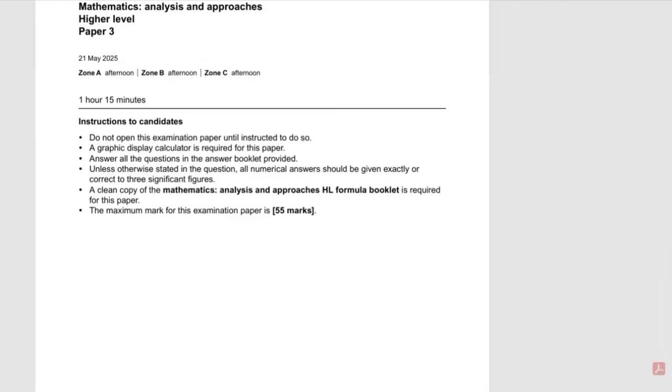Ladies and gentlemen, today we will solve Analysis and Approaches Higher Level Paper 3. This is from May 2025, Time Zone 3. Before we begin, I would like to tell you that Paper 3 is a lot different from Paper 1 and Paper 2. It doesn't demand you to solve a lot of short, isolated math problems. It's a connected research sort of question. So this is where IB really tests the HL students.